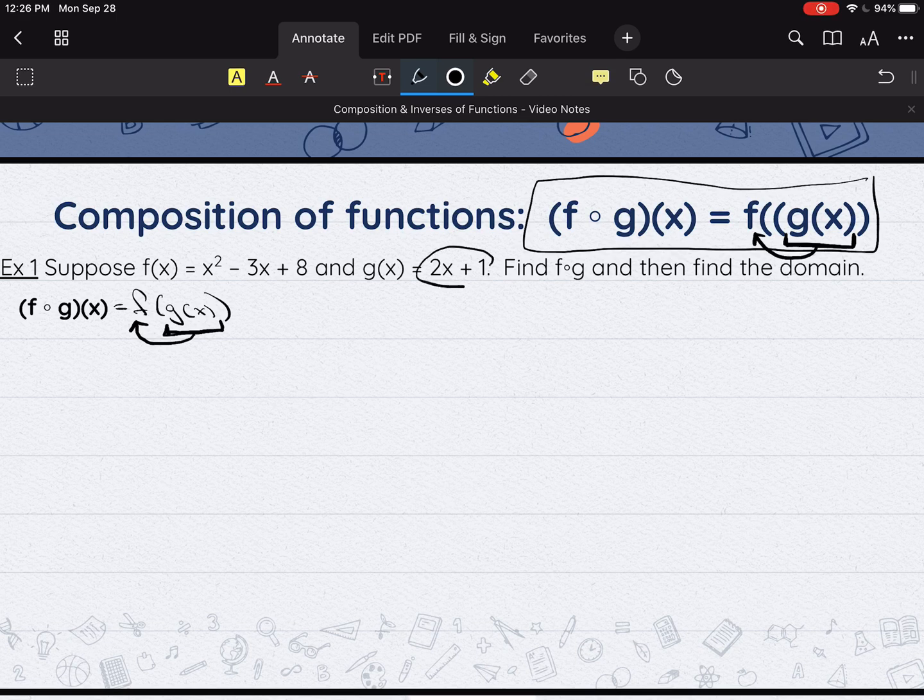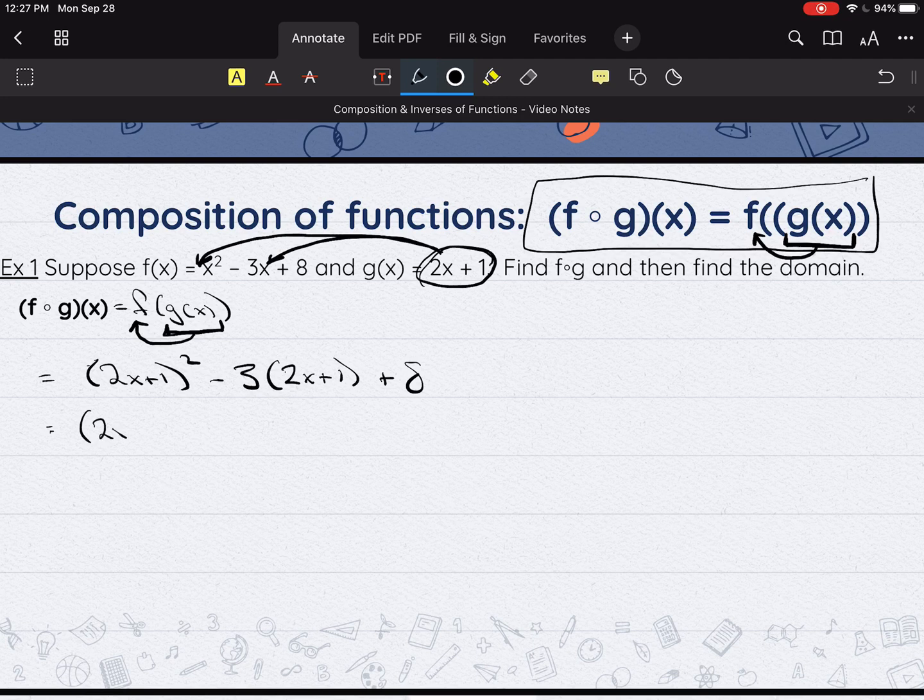So I'm taking g of x, and anywhere I see an x in f, I'm going to plug in 2x plus 1. So that would look like this. 2x plus 1 squared minus 3 times 2x plus 1, and then plus 8. So 2x plus 1 squared. Thinking back to your algebra days, that means I have it written twice. And let's just rewrite the whole thing.